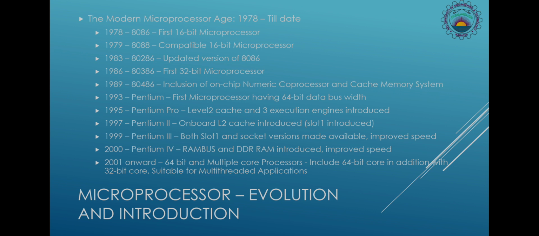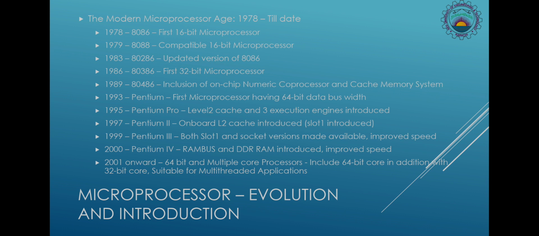As nowadays you are using Core i3, Core i5, Core i7, and you have different generations of these processors in your laptops and desktops. So that is the brief history of the evolution of microprocessor.